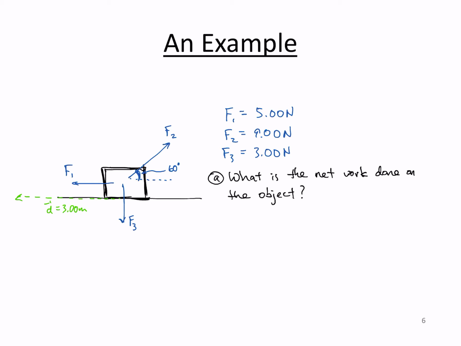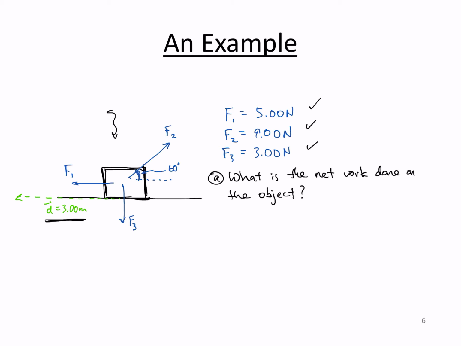Okay, so we have an example that should show some of the workings of work. It's a pretty straightforward problem, but I think it's going to help us suss out some of the details. So the question is, what is the net work done on this object that I've drawn right here? Given in this problem are three forces, and we're given their magnitudes here. And we're also told that this object is moving to the right 3 meters while these forces are being applied.